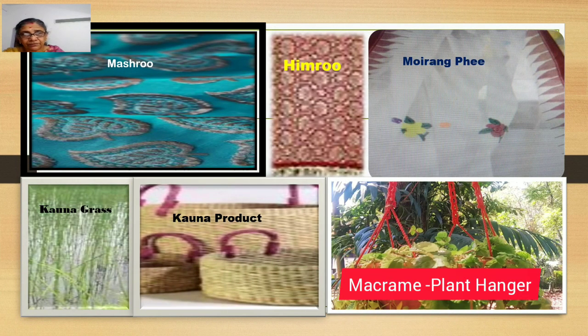Here see the examples of mushroom, then himru, the moirangpi. I told you both the edges, the design is coming towards the center. Then kauna grass, the kauna product, and this macrame plant hanger has been made of jute. This macrame plant hanger can be made with the help of jute, and different knots will be there, one knot, two knots, like that, and a particular design will be there. That is one of the craft forms they are using with the kauna reed.